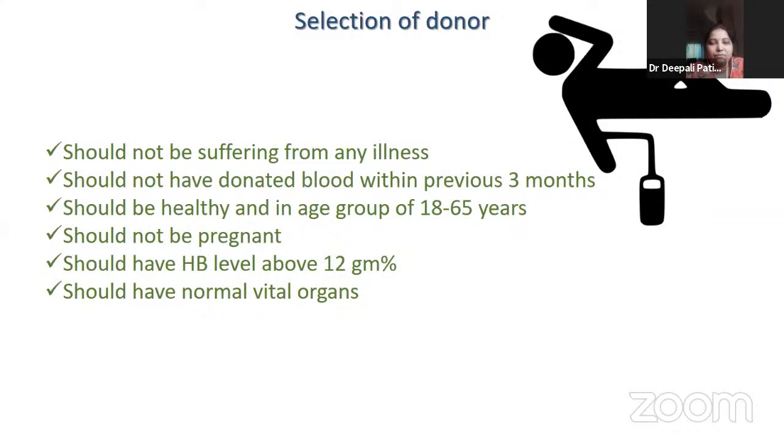Next, we will see how the donor is selected for blood donation. First, the donor should not be suffering from any illness. The donor should not have donated blood within the previous 3 months. He should be healthy and in the age group of 18 to 65 years. She should not be pregnant, should have hemoglobin level above 12 gram percent, and should have normal vital signs.